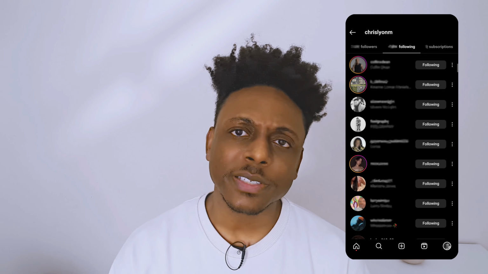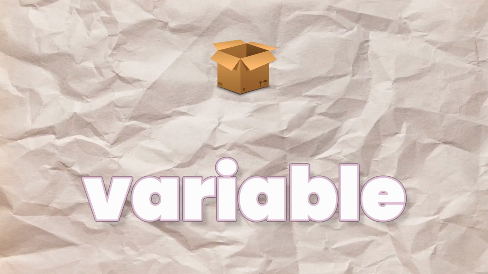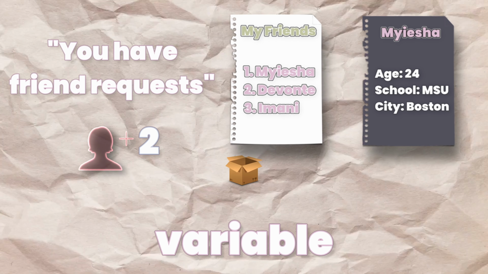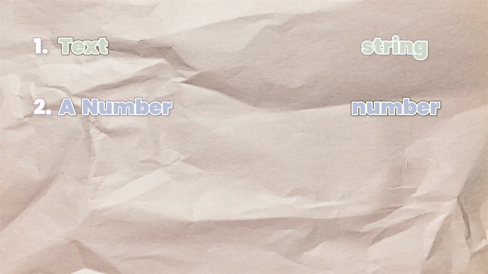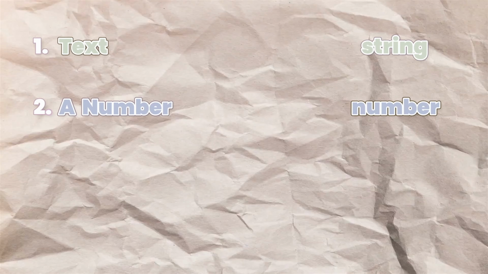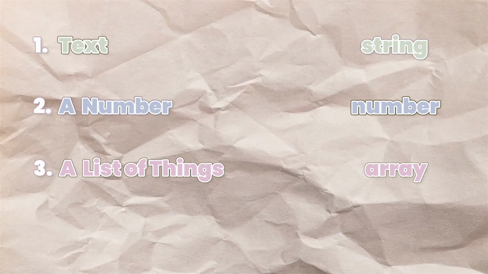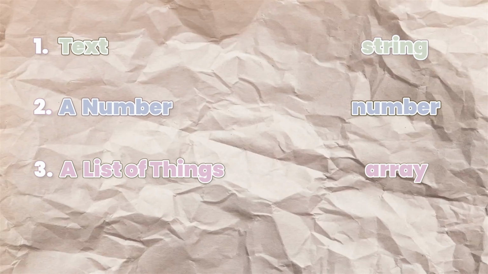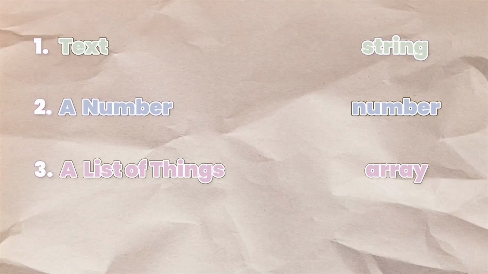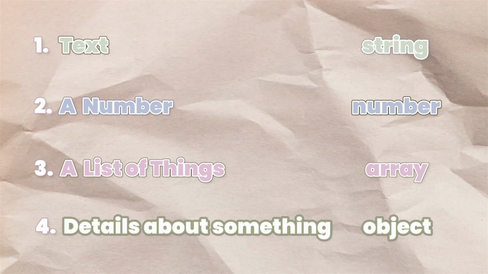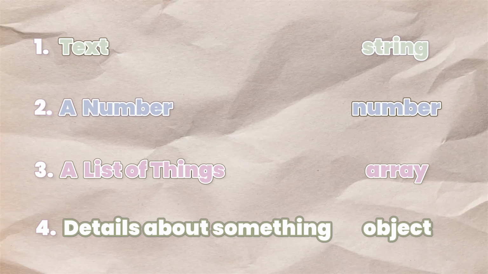We can use the real life example of our friends lists in apps like Facebook, TikTok, or Instagram to help us understand all the different kinds of things we can put in variables. In addition to HTML tags, there are 4 main kinds of things we put in variables. Number 1, text, which for whatever reason is called a string. Secondly is numbers, which fortunately are also called numbers in programming. Lists of things, which is called an array in programming. And finally, details about something, which is called an object in JavaScript.